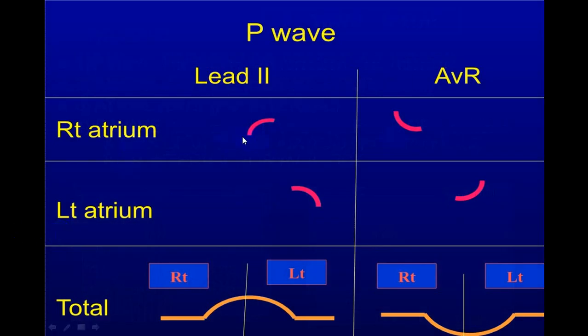Now, if you look here, this component is because of the right atrium, which you can see in lead 2. This is a component which is because of the left atrium, which you can see like this. When right and left are combined together, we see a smooth dome shape. This you will be able to make out in lead 2. In AVR, right atrium will give a negative component and left atrium will also give rise to a negative component. So this is very classical. This will give rise to a negative P wave in AVR.